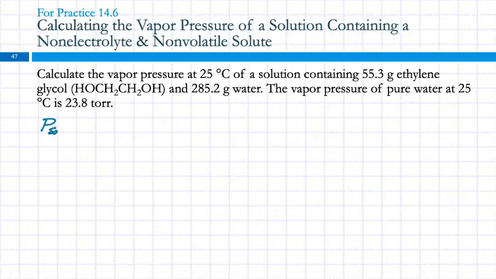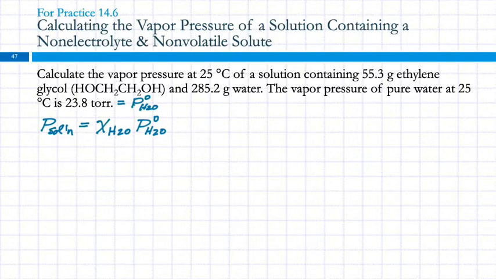So we're going to use Raoult's law, and so the vapor pressure of our solution is going to equal the mole fraction of the solvent. Here we've got ethylene glycol and water. Which one is the solvent? Which is there more of? There's more water, right? So the solvent's water, times the vapor pressure of pure water. We were given the vapor pressure of pure water, and the degree symbol up there signifies that that's pure water.